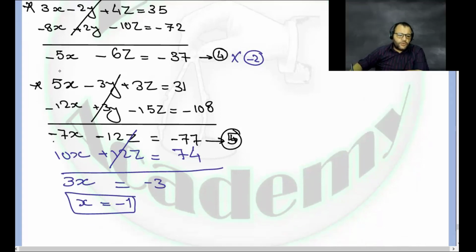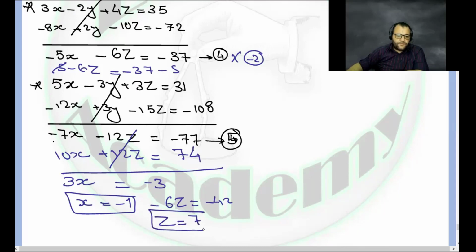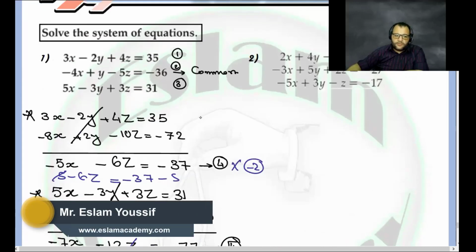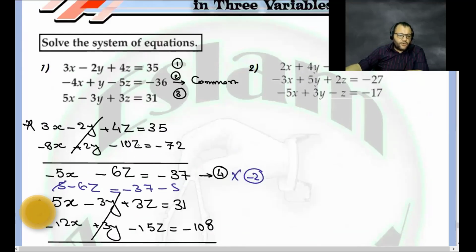So it will be negative 5 times negative 1, it will be 5. 5 minus 6z equals negative 37. So by subtracting 5, negative 6z equals negative 42. It means z equals positive 7. Now you have x and z. At equation number 1 or number 2 or number 3, any one. We said that x equals negative 1 and z equals 7.